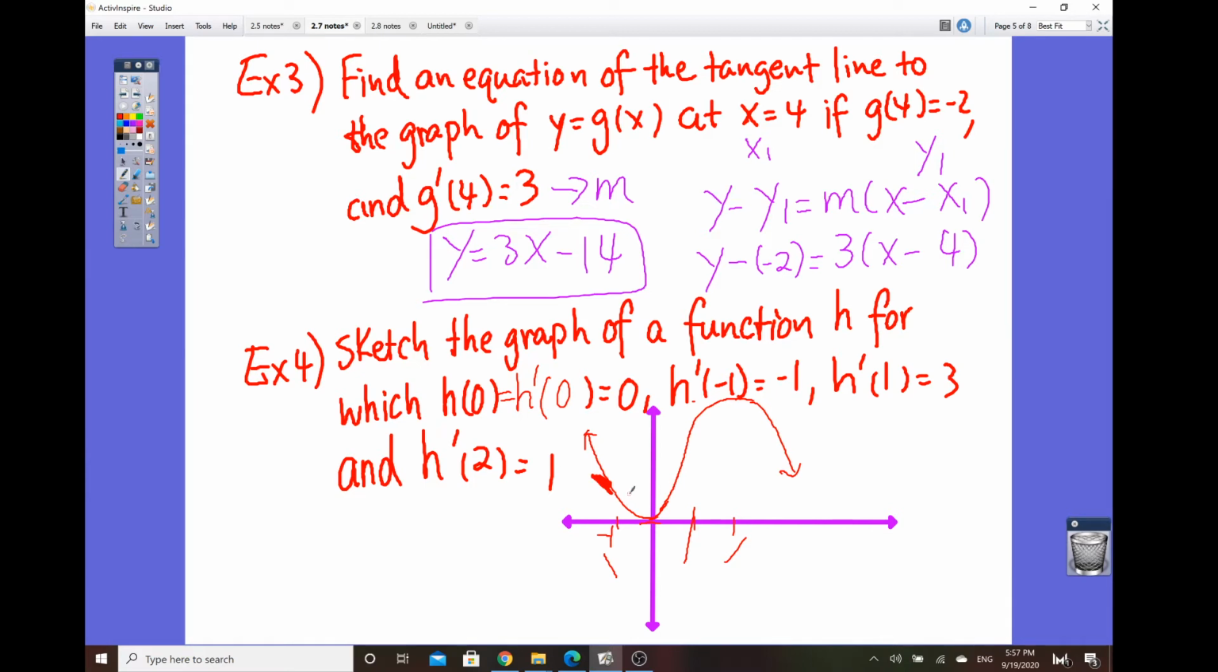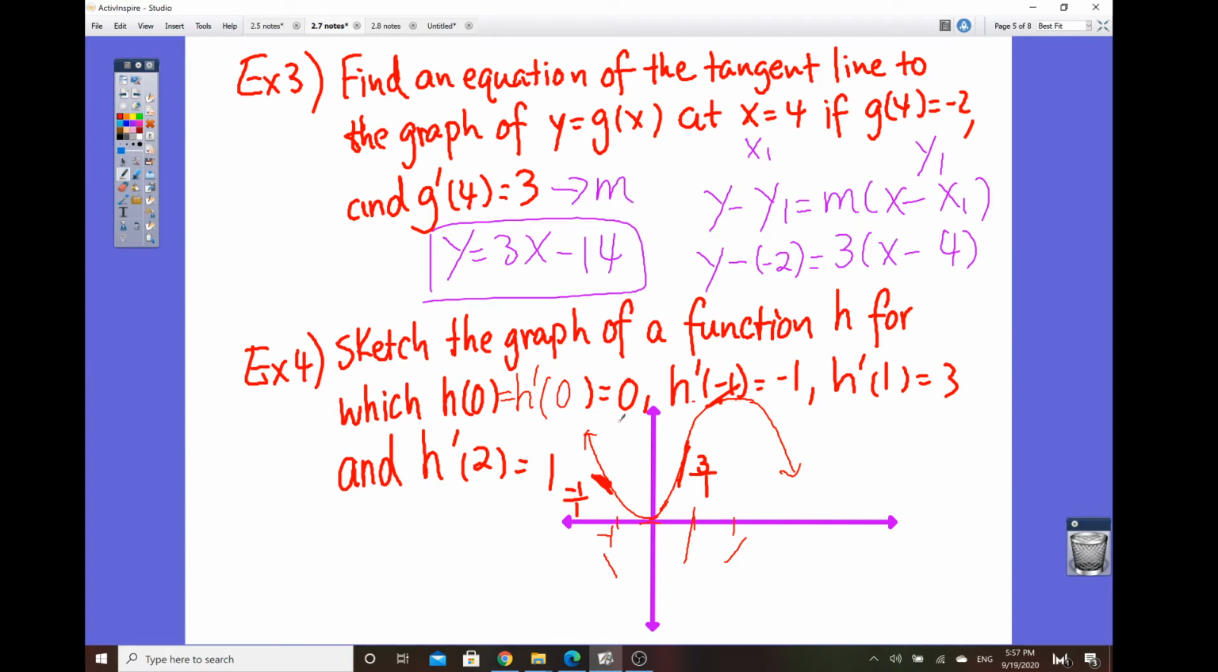Rise over run. And then h prime of 1 is 3. So at 1, the slope is a little bit steeper. It's positive 3, so it's right here, positive 3. Rise over run is 3 over 1. And this one here is negative 1 over 1. And then the next thing we have is h prime of 2. So at 2, the slope is 1. So the slope here is 1, and this one is less steep.